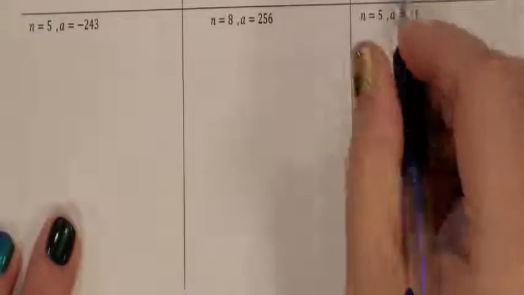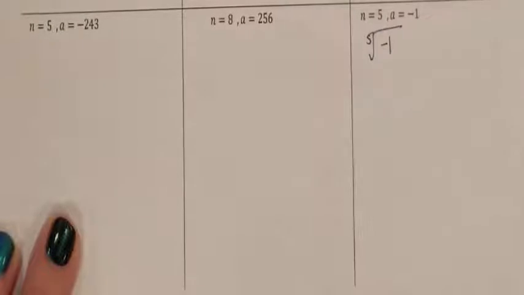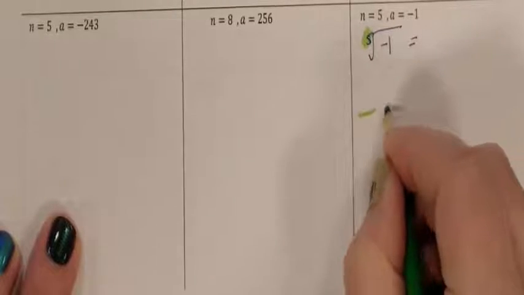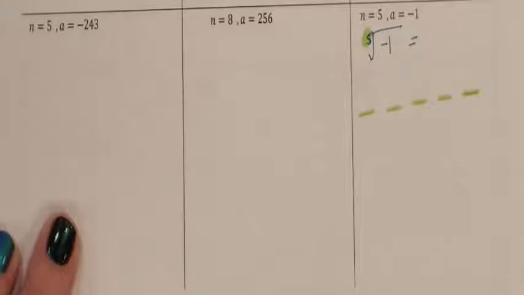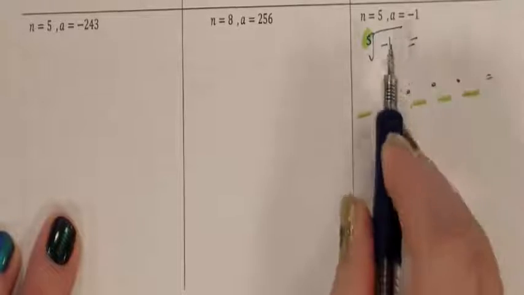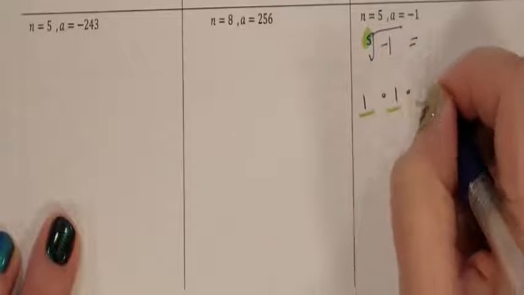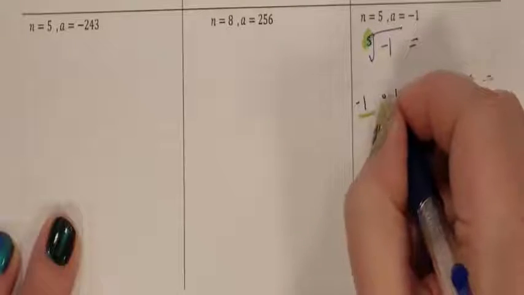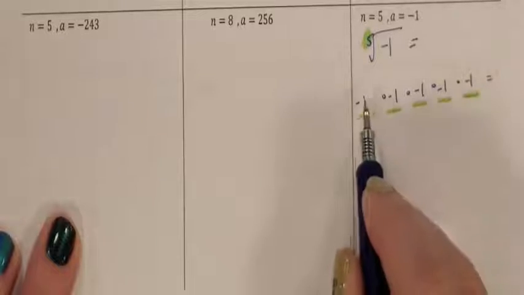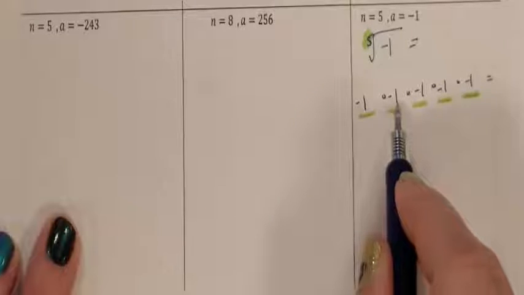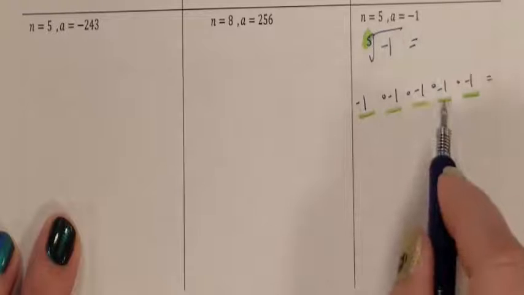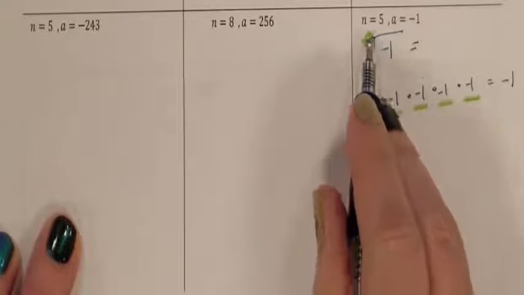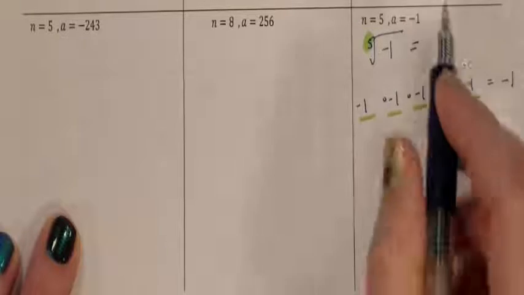This one down here, we're looking for the fifth root of -1. So this means we're looking for what number do you multiply together 5 times, 1, 2, 3, 4, 5, and end up getting a -1. Well, I know the only way to get 1 is to have a bunch of 1s, but this will only give me 1. I needed -1. So then I'm going to assume that these are going to be negatives. So negative times a negative is a positive, times another negative is a negative. Times another negative is now a positive. Times another negative is now a negative. So this is, in fact, -1. So what one number did I multiply together 5 times to get final answer of -1? It was -1.